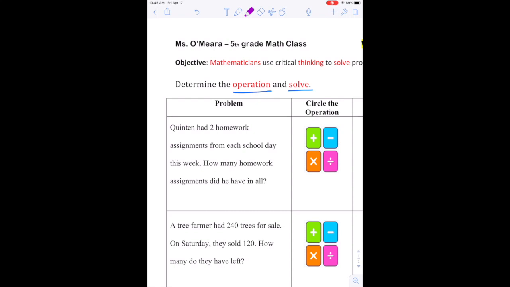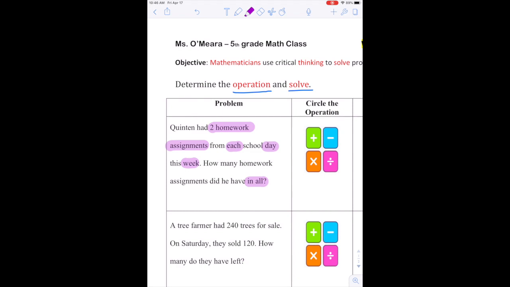Again, we're going to read through it again. Quentin had 2 homework assignments from each school day this week. How many homework assignments did he have in all? So key information, he had 2 homework assignments, and he had them each day during a week. We also want to know in all. So that means we're probably going to look at a total.